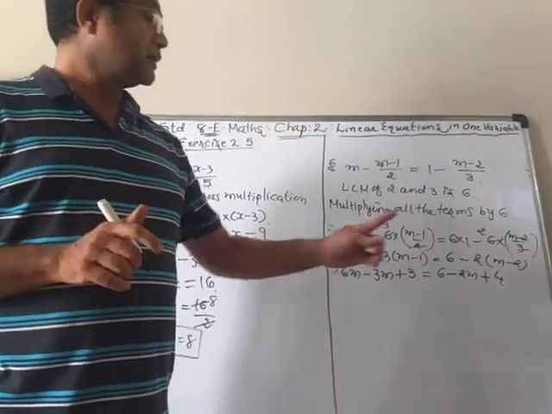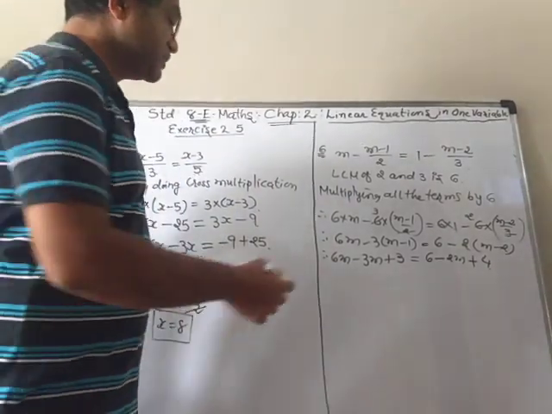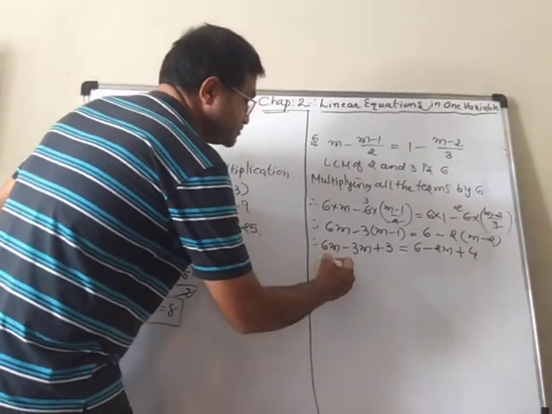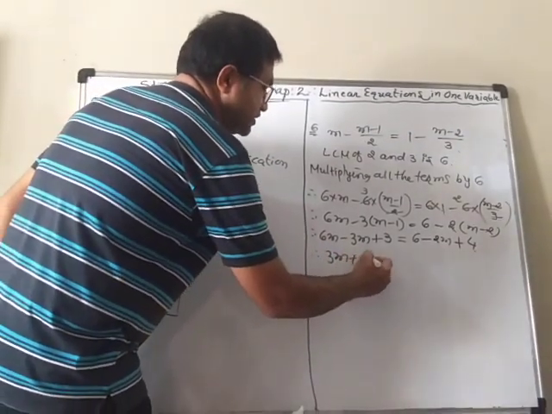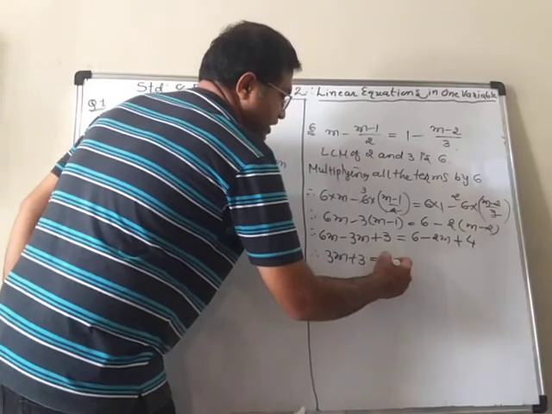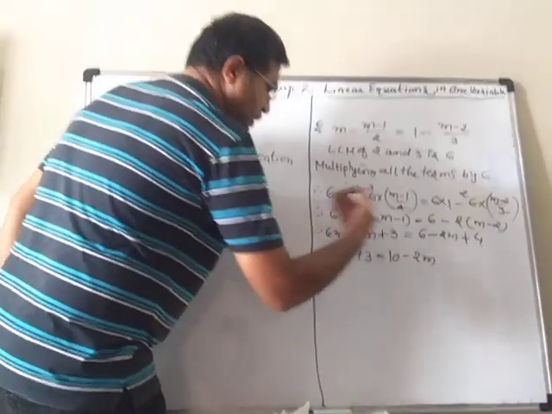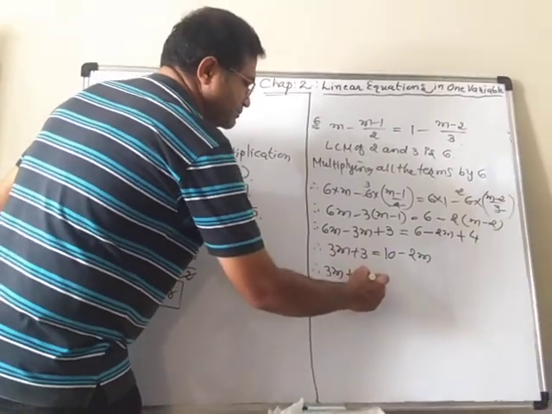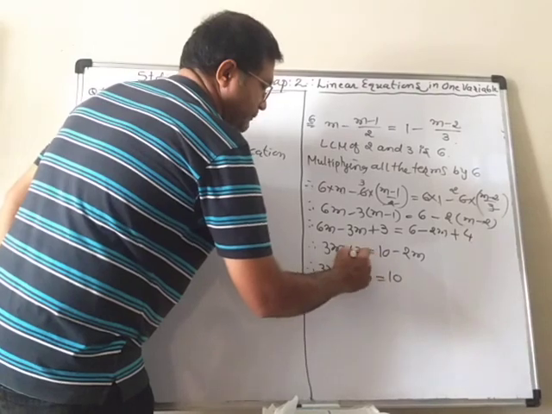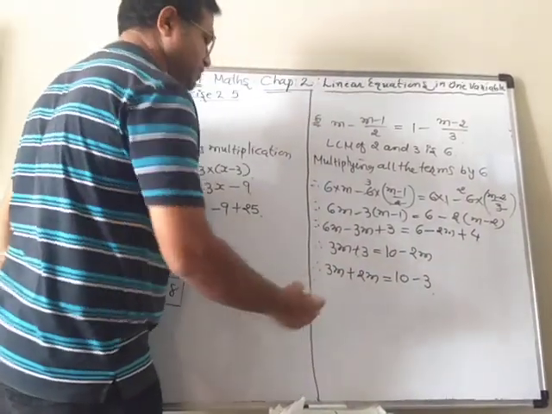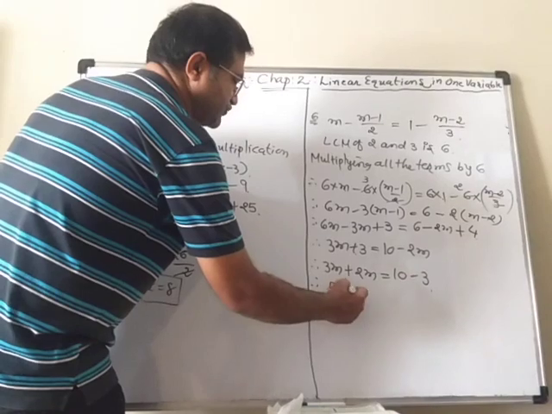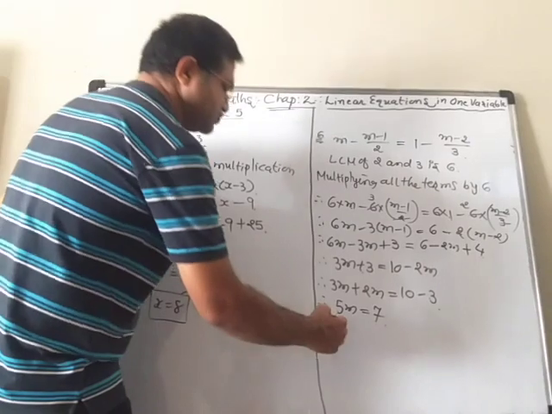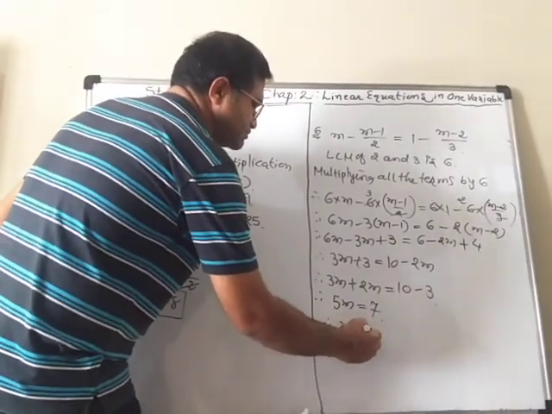The sign should be changed here. Now simplify. 6m minus 3m is 3m plus 3. 6 plus 4 is 10 minus 2m. Bring the m to this side, so 3m minus 2m becomes plus 2m, and 10 plus 3 goes to that side and becomes minus 3. So 3m plus 2m is 5m. 10 minus 3 is 7. So you get m is equal to 7 upon 5.